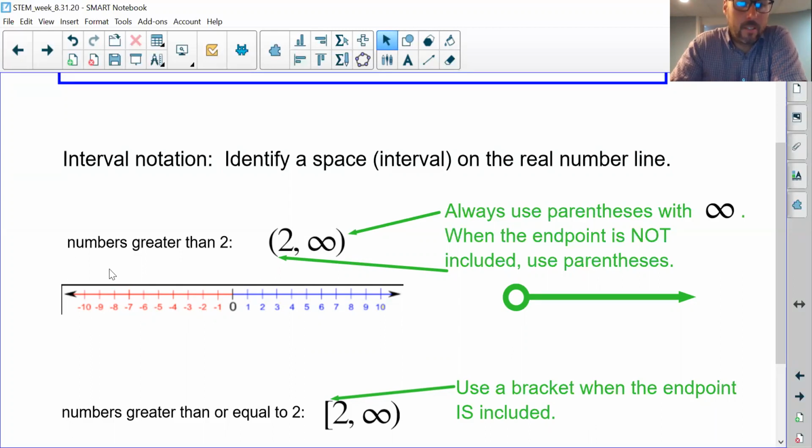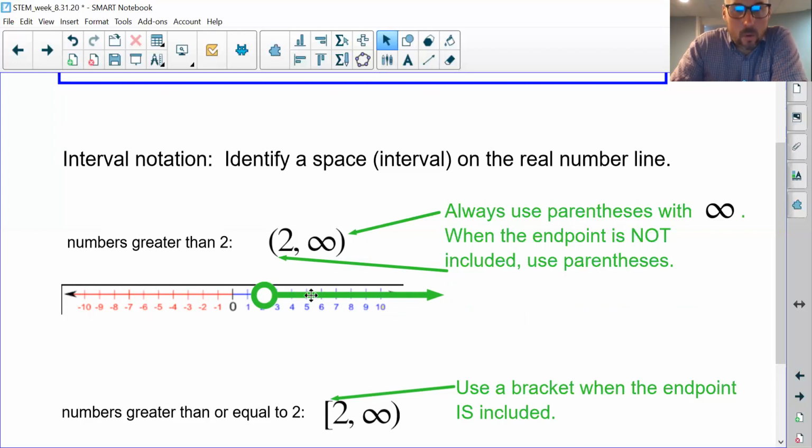enlighten us here. So numbers greater than 2. What are all the numbers? How can I capture all the numbers that are greater than 2? So 2.1, 2.2, pi, 1,000, every number greater than 2. Well, on the number line, I'm beginning just past 2. And notice we have an open circle, because it doesn't include 2.